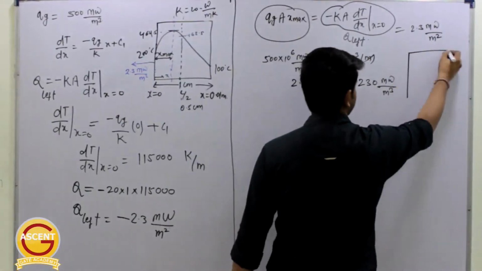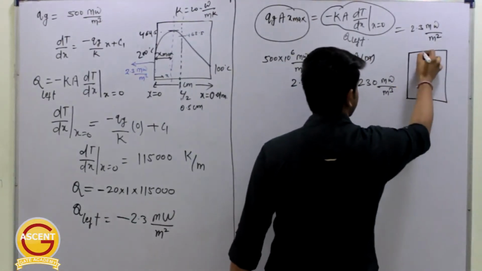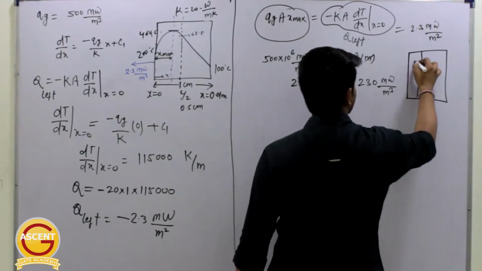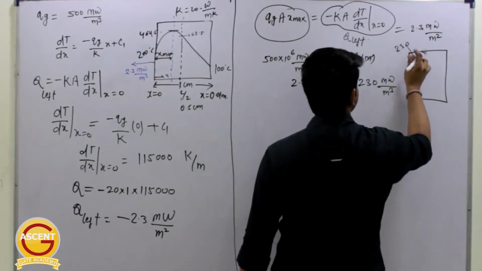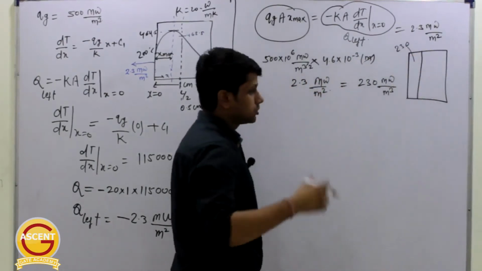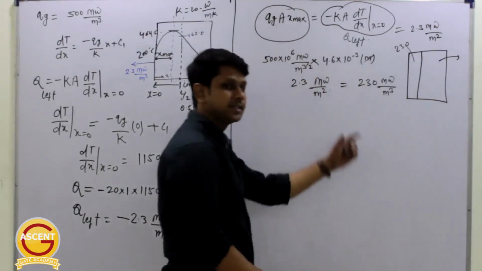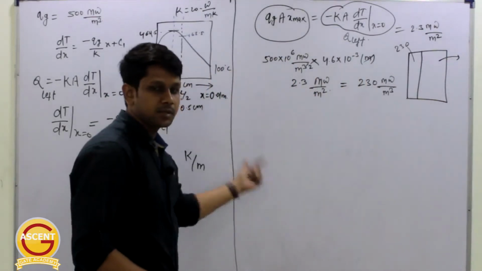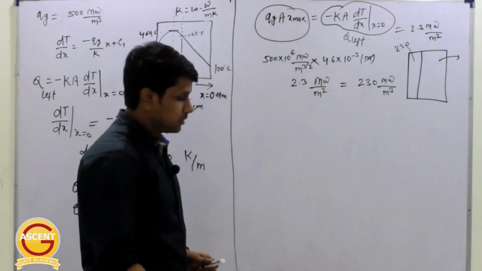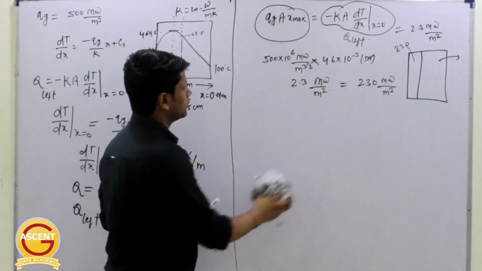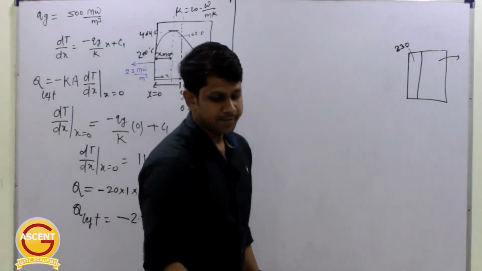So this is the slab, this is the left hand side. So 230 is getting generated on the left hand side. So obviously 270 should be generated on the right hand side, which we will see when we solve this for the right hand side. Okay, so for the right hand side, what will we do? Now let's see for the right hand side.